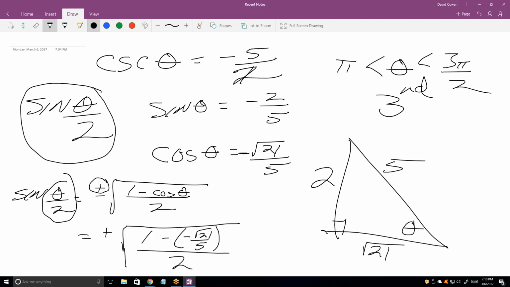Right. Now, I can do a little bit to simplify this answer. Not a lot. It's 5 plus root 21 over 10. In other words, if I simplify this, it becomes plus the square root. Let's see, the 1 becomes 5 over 5, so I got 5 plus root 21 over 5 over 2. So there's my answer for sine of theta over 2.